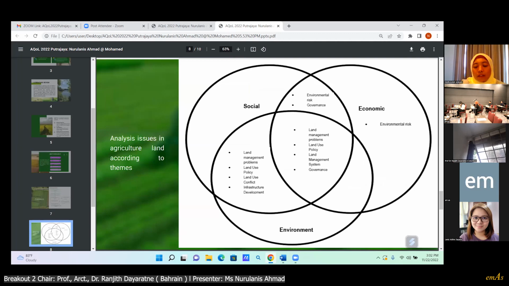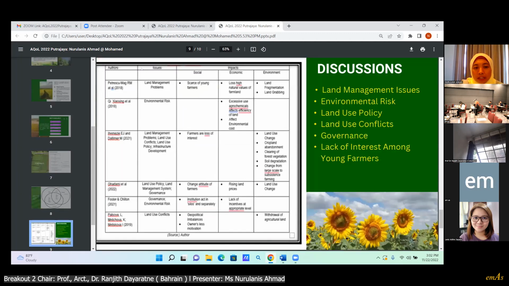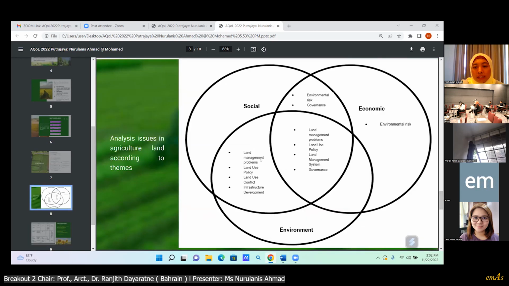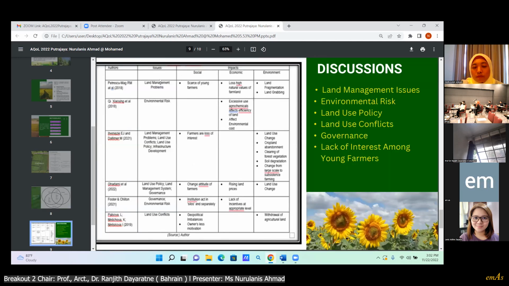Okay, from these 6 articles, we tabulate the authors and we come up with the issues. From these issues, we analyze them based on the themes of sustainability dimension, for example, the social aspect, economic aspect, and also environmental aspect. So from here, we try to come out with the framework, and we have to analyze these issues in detail.